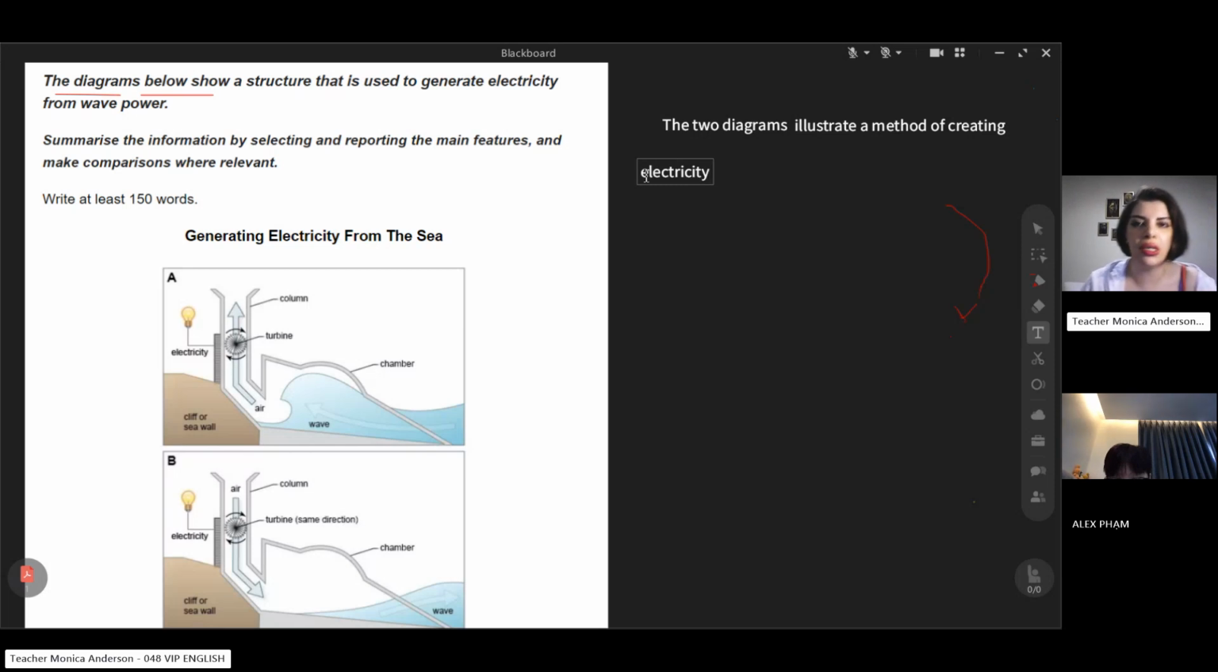Electricity is an anchor word, so I can't change it. There is no synonym. From what? From wave power. Wave is wave, I can't change it, this is an anchor. But power, can I say the force of waves? Yeah, I can. This is my introduction here.